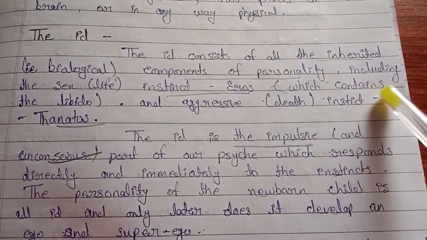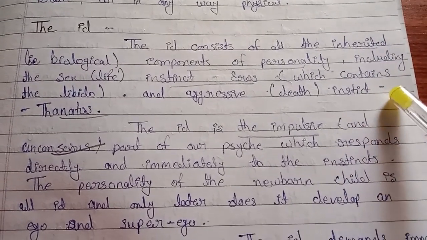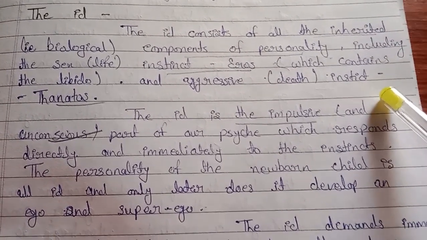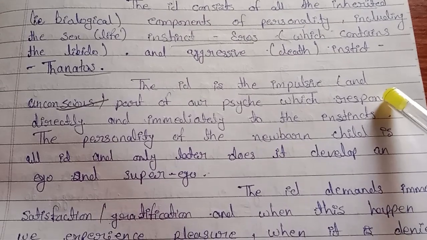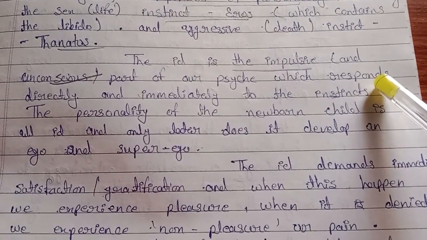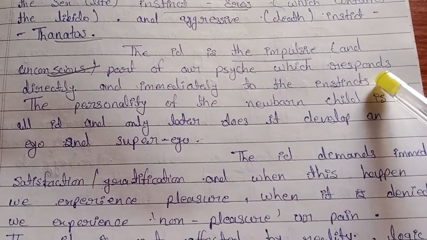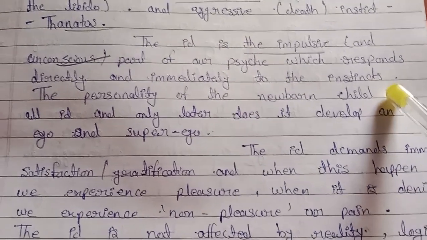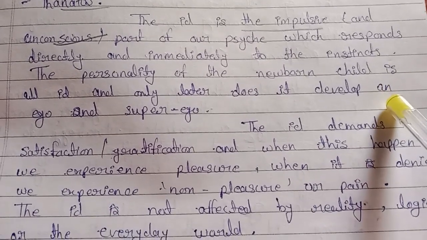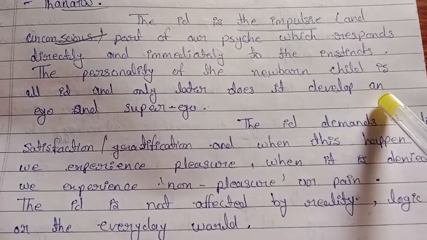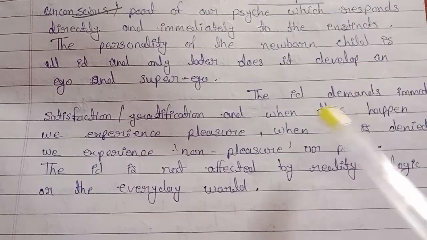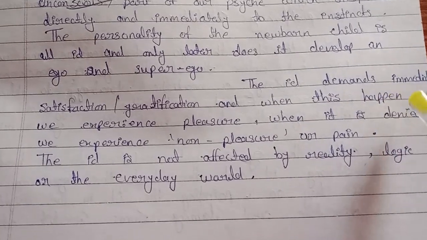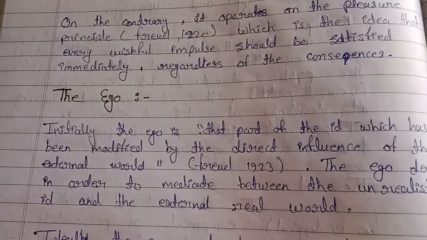The id consists of all inherited biological components of personality, including the sex life instinct eros, which contains the libido, and the aggressive death instinct thanatos. The id is the impulsive and unconscious part of the psyche which responds directly and immediately to instinct. The personality of the newborn child is all id, and only later does it develop an ego and superego. Id demands immediate satisfaction.